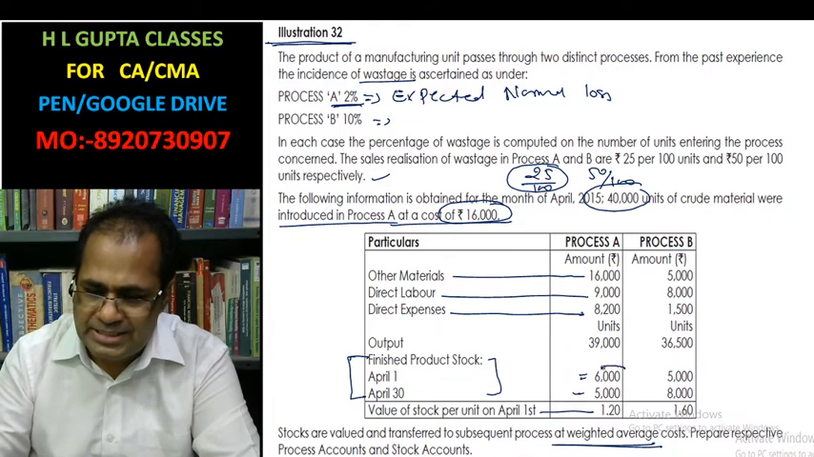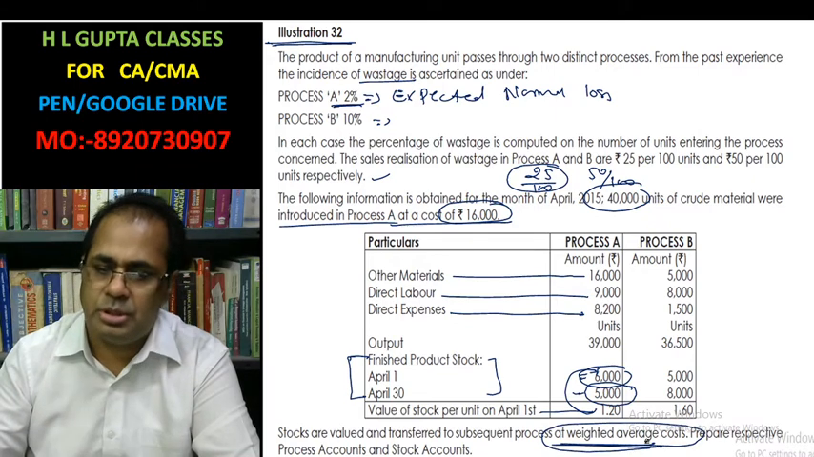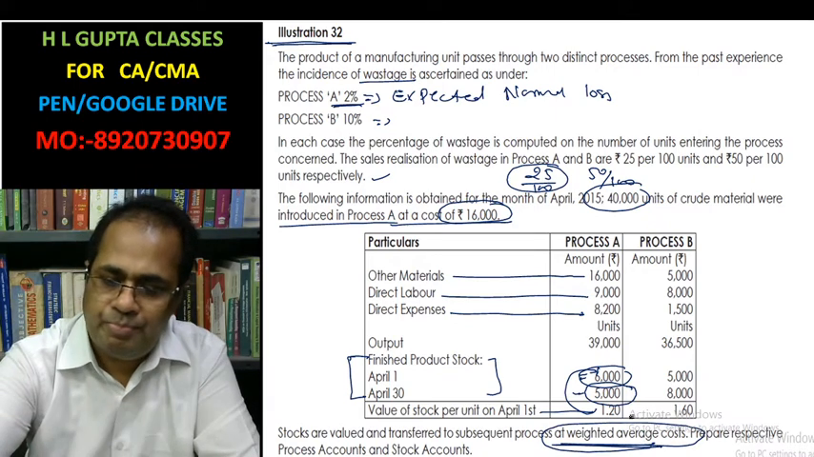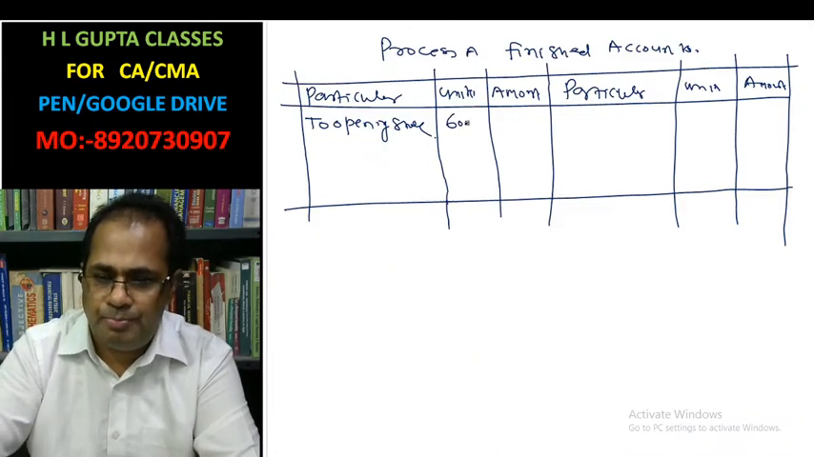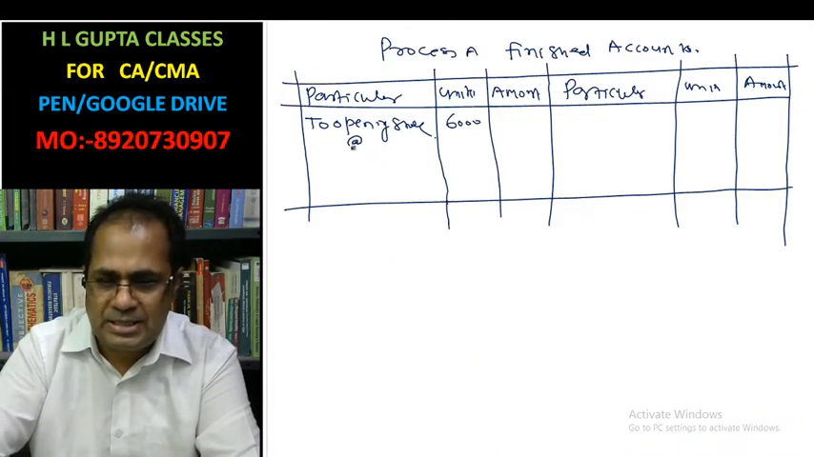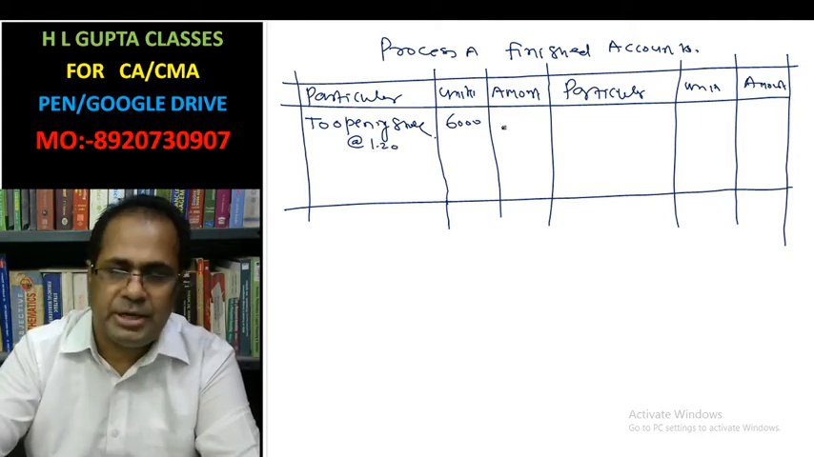Opening a stock is 6,000, closing a stock is 5,000. Opening a stock valuation is given by 1.20. Closing a stock valuation is done by the weighted average cost. Weighted average cost that I am going to make you. Okay, here look at opening a stock 6,000. This is at the rate of, in question it is given 1.20. This is 7,200.